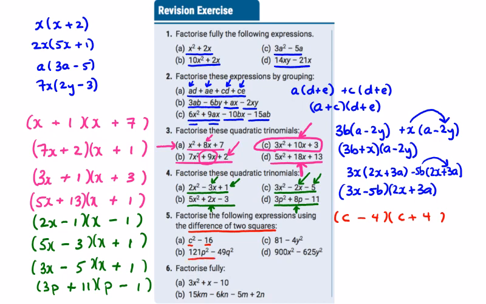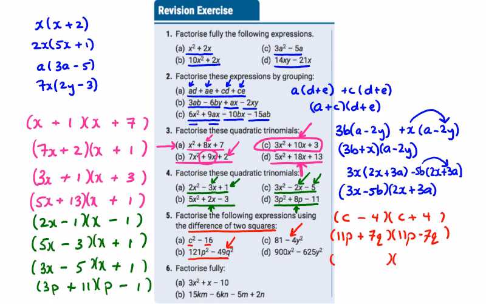For part B, how do I get 121? 121 is 11 by 11. P squared is p times p. 49q squared is 7q by 7q, and 1's a plus and 1's a minus. So easy questions when you know the rules.